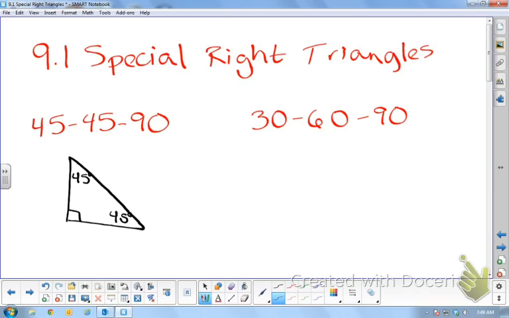So the second one we could draw out, we would have one 90-degree angle, one 60-degree angle, and one 30-degree angle.